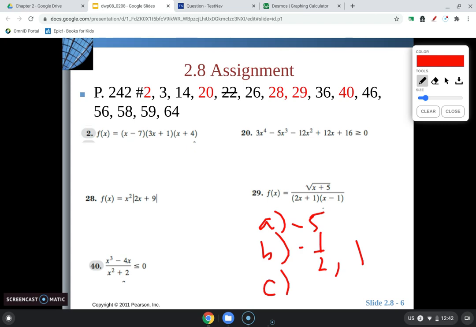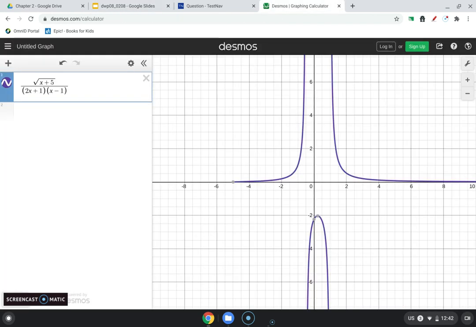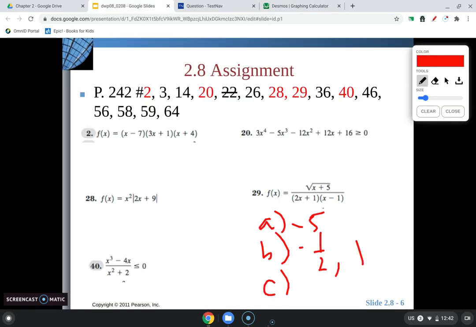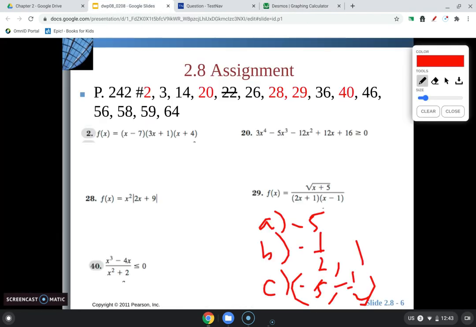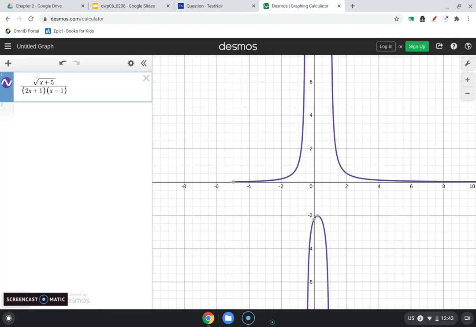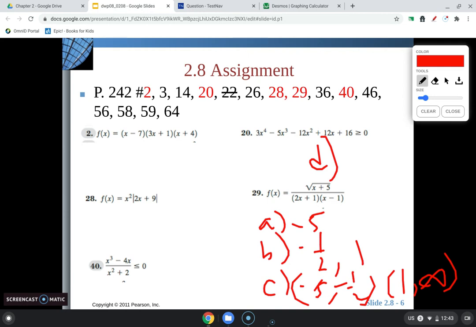C, it's positive if you look at the graph from negative 5 to negative 1/2, and from the other side of the asymptote out here to infinity, so from 1 to infinity. And then it's negative between the two asymptotes down here, between negative 1/2 and 1.